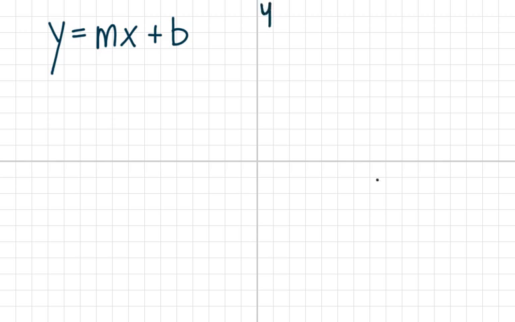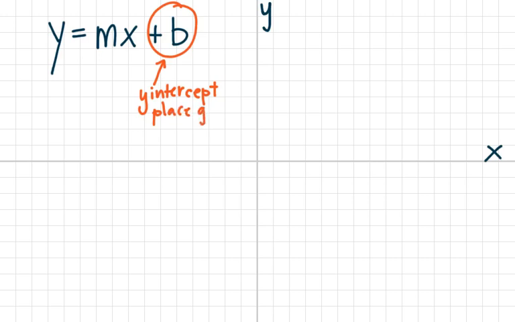So when we graph, we remember this up and down is the y-axis. This left and right is the x-axis. And it turns out that this form, this number right here, the b number, we call it the y-intercept. And that's usually where you start when you want to graph. Y-intercept is the place the graph crosses the y-axis.